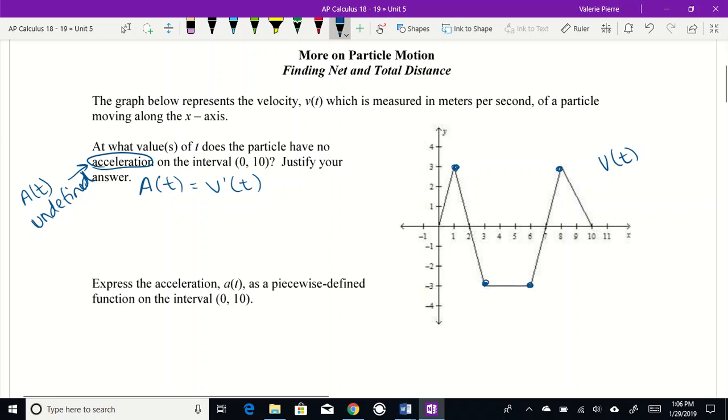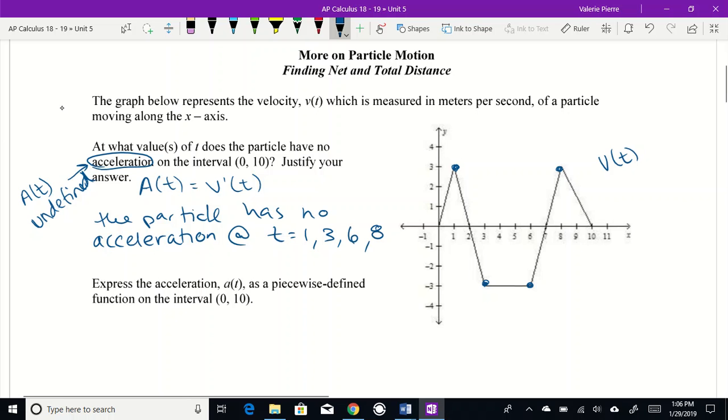Therefore, since this is an open interval, we're not looking at the endpoint. Therefore, the particle has no acceleration at t equals 1, 3, 6, and 8, because v of t has cusps.